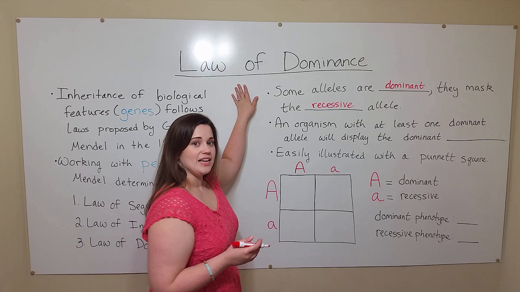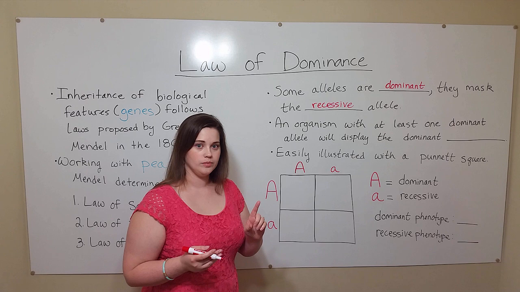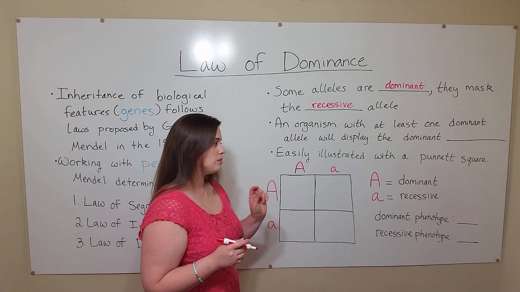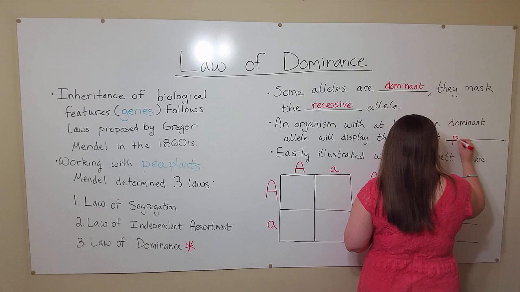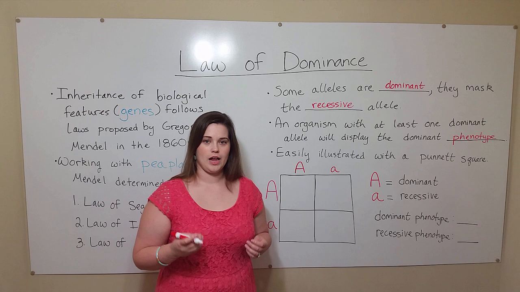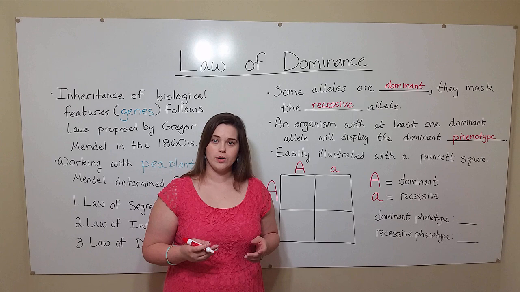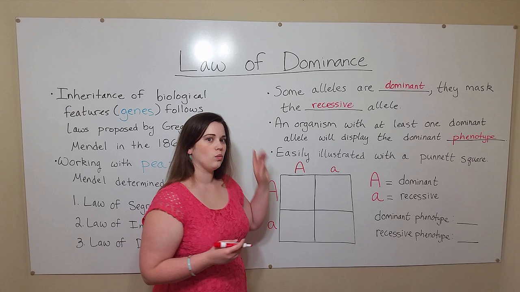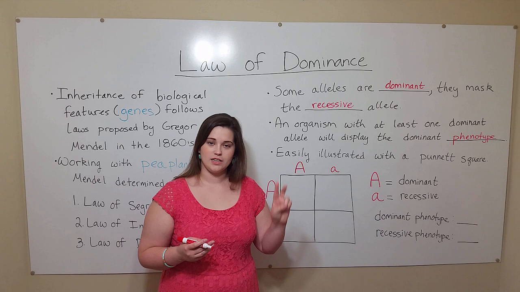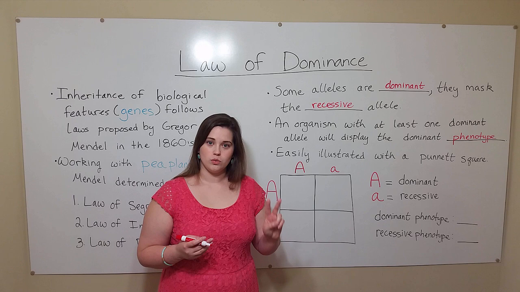Now, the law of dominance states that an organism with at least one dominant allele, and remember that each organism can have two, one from the mother and one from the father, so as long as the organism has at least one dominant allele, they will display the dominant phenotype. Remember that phenotype just refers to the organism's physical characteristics. So if we go back to the example of flower color in the pea plants, as long as the organism has at least one allele for the purple color, its flowers will be purple. So if it has two dominant alleles, it's going to be purple. If it has one dominant and one recessive allele, it's going to be purple. Only will it be white if it has two recessive alleles. So that is the law of dominance.